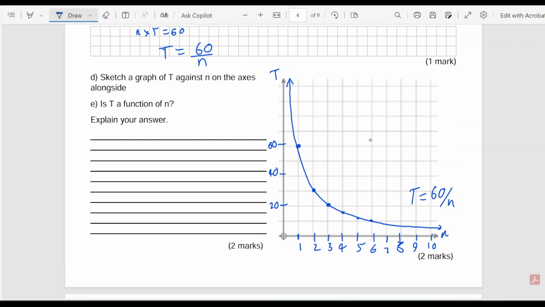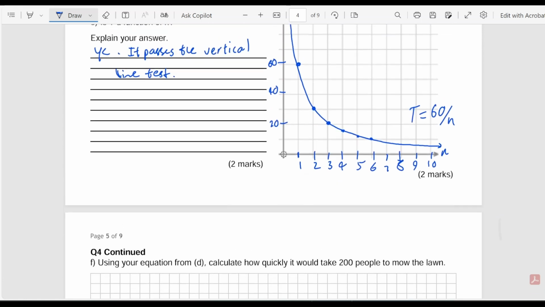Is t a function of n? Yes. It passes the vertical line test. So that's what needs to happen to be a function. Vertical line test. Wonderful.